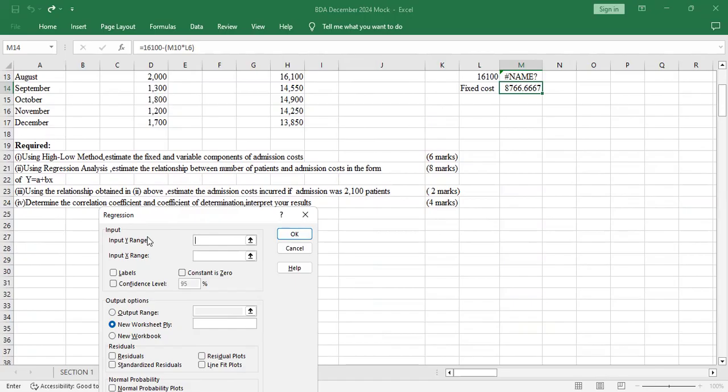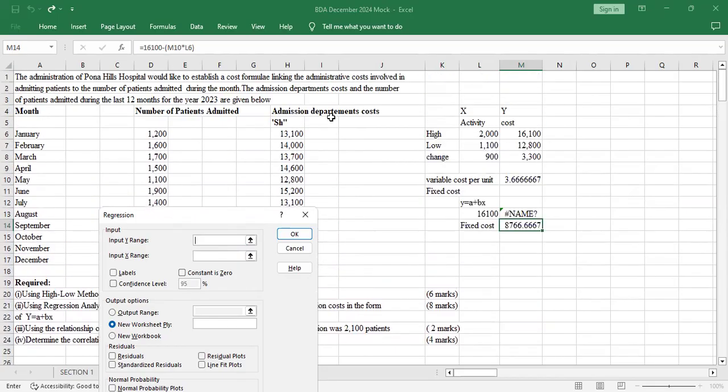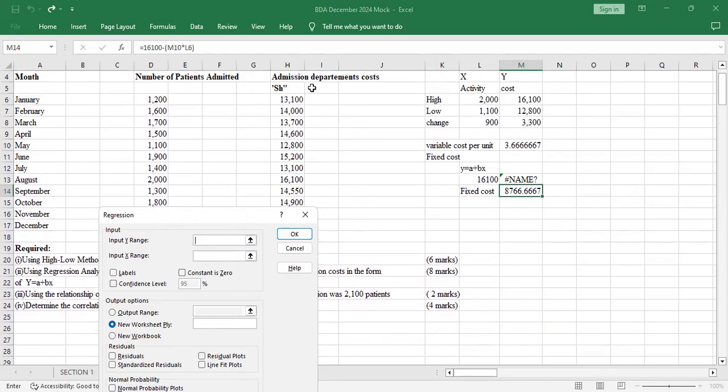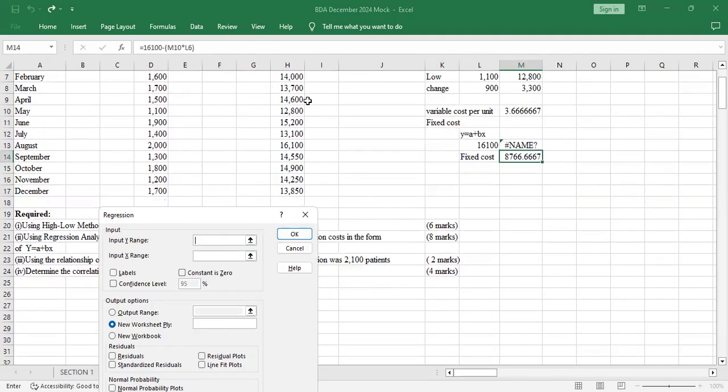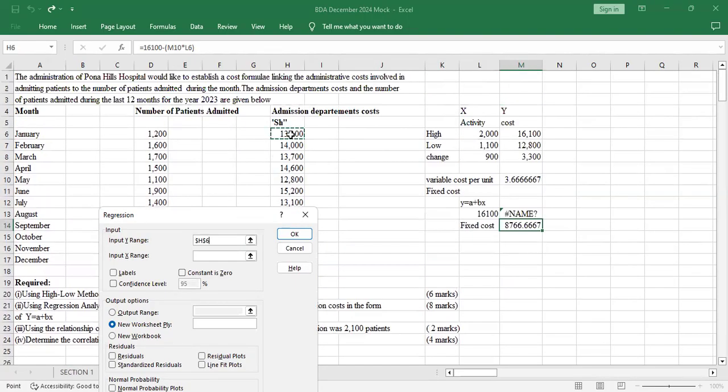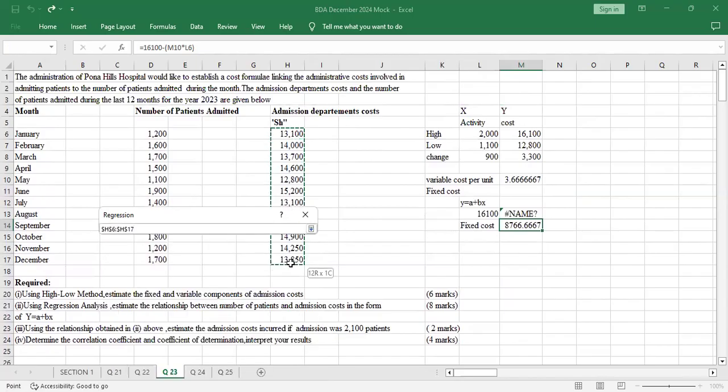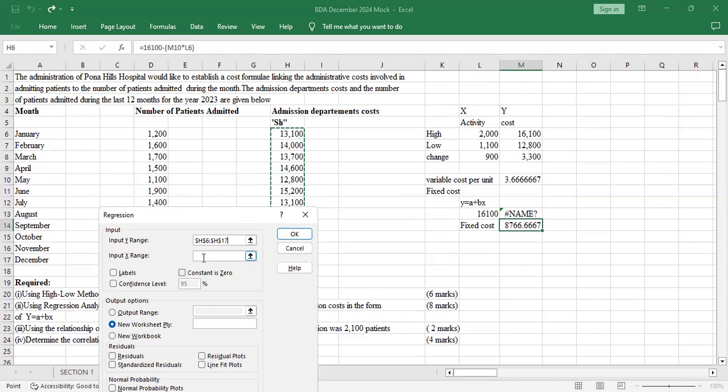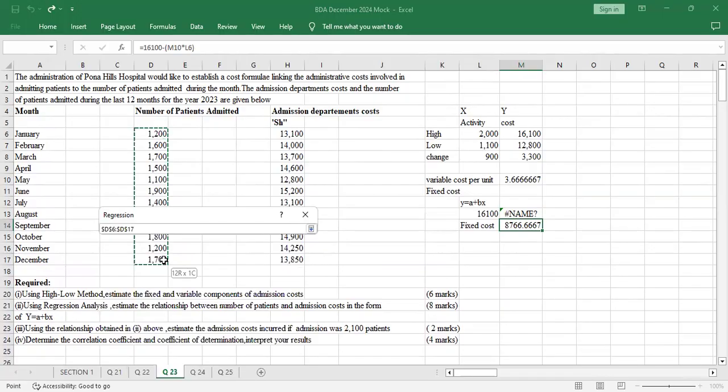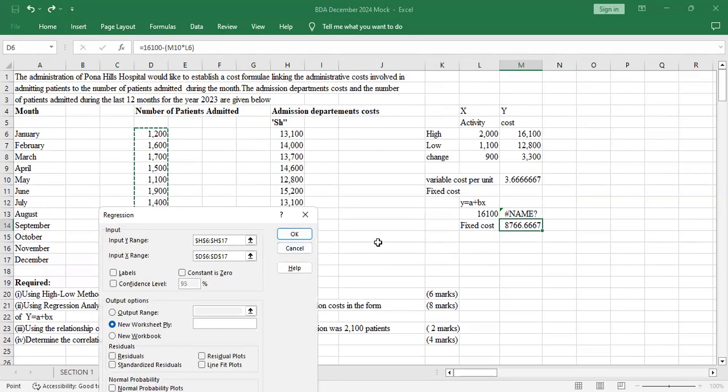So it will guide you here. Input Y range means that we'll select all the values under the Y range. Because we have identified the Y range to be admission department costs in this question, I'll select everything from January all the way to the last December. Then I'll go to input X. I'll also start with January, then go all the way to December.